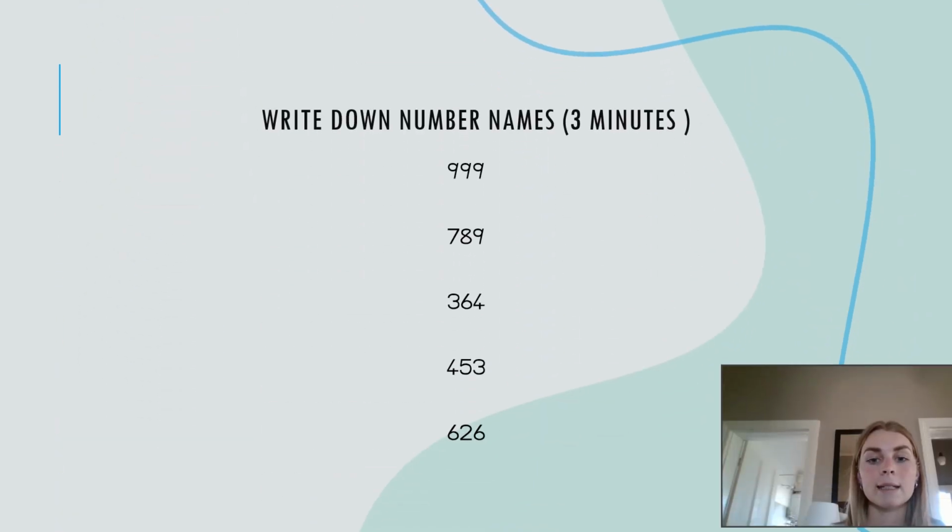And then they're going to write down the number names of these. They've been given 3 minutes because it's quite a long thing, but obviously if you think it's not enough time, you can just make a decision and extend the time if you can see that not everyone is finished yet.